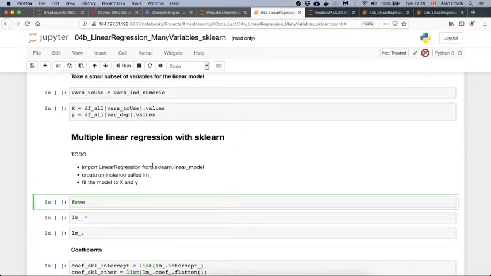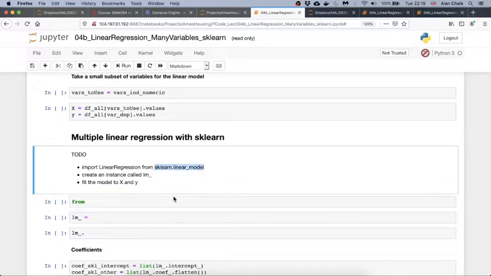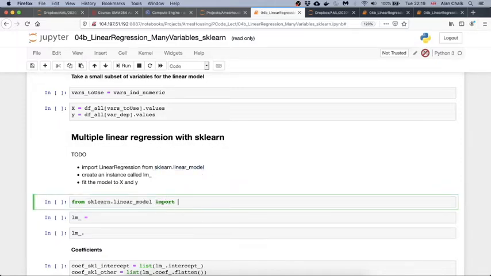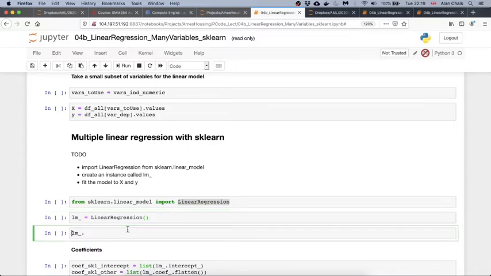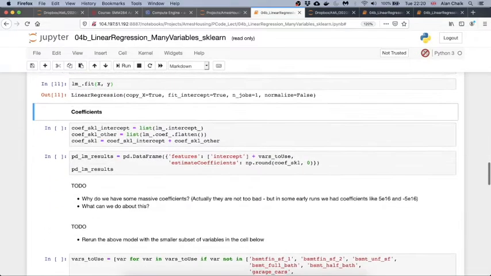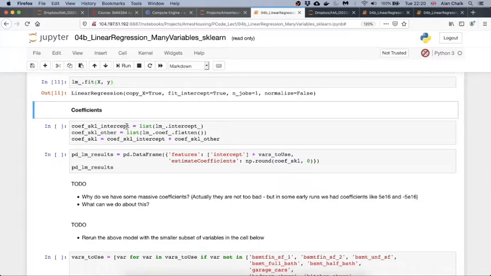From sklearn linear model, import linear regression. Now instantiate a linear regression class and fit. Well, that shouldn't be hard. Fit x, y. Here we go. It's been fitted. What are we doing here?